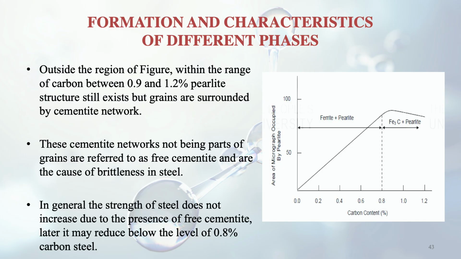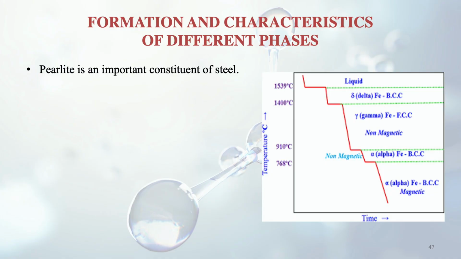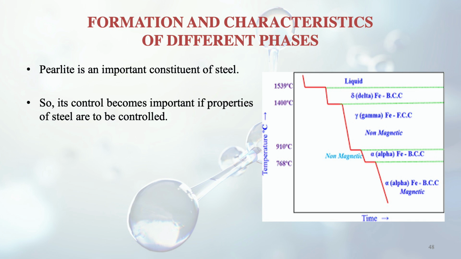So in general, the strength of steel does not increase due to the presence of free cementite. Later it may reduce below the level of 0.8% carbon steel. So we see that pearlite is an important constituent of steel, so its control becomes important if properties of steel are to be controlled. Pearlite actually is a combination of ferrite and cementite, so obviously its control is very important because we will be getting different things with slight variations in that.